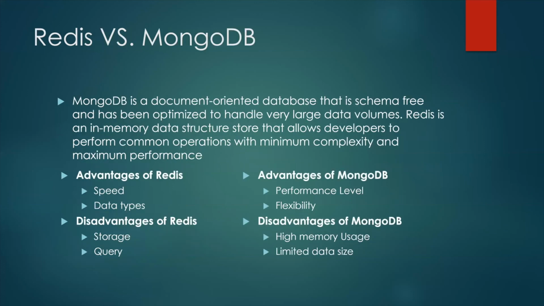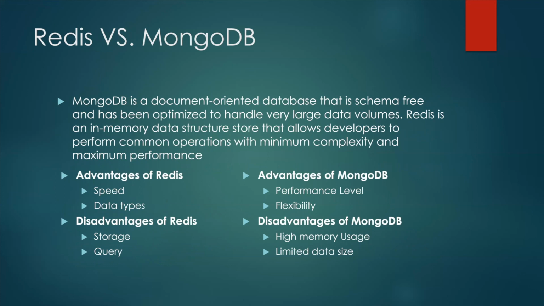Now I'm going to do a quick comparison between the NoSQL databases Redis and MongoDB. A brief summary: MongoDB is a document-oriented database that is schema-free and is optimized to handle very large data values. This is different from Redis, as Redis is an in-memory data structure store that allows developers to perform common operations with minimum complexity and maximum performance. And because of this, they have different advantages and disadvantages.